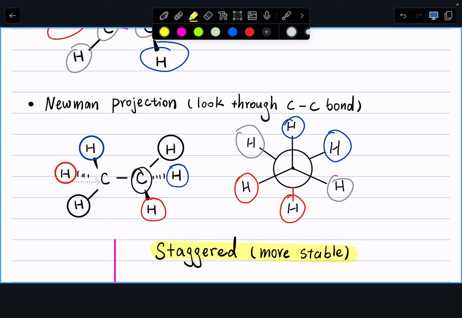And this is considered to be the more stable conformation of ethane. All my hydrogens are staggered with each other. They're not directly on top of each other. But as we were saying, single bonds can undergo free rotation. So what if we rotate the top bond by like 60 degrees? You end up getting your hydrogen atoms directly on top of each other.